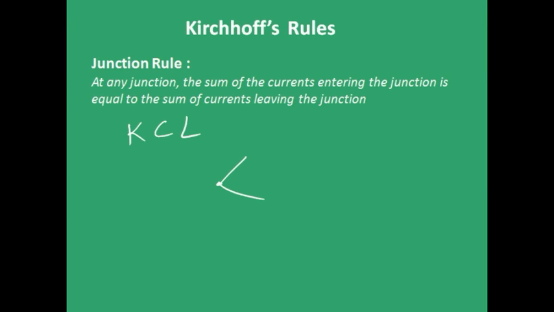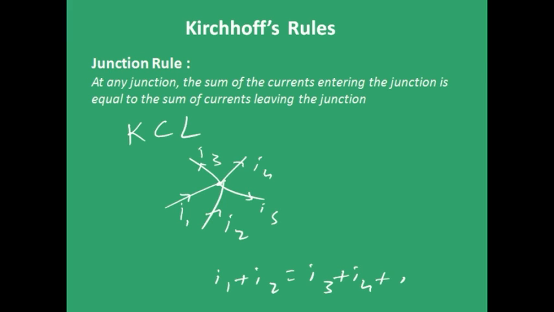Say this is your junction and you have these currents I1 and I2 entering and I3, I4 and I5 leaving. This law says that I1 plus I2 will be equal to I3 plus I4 plus I5.